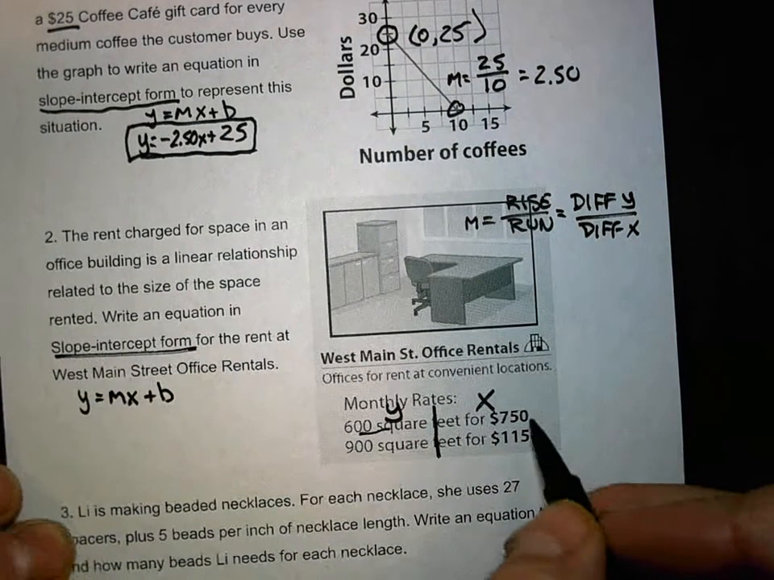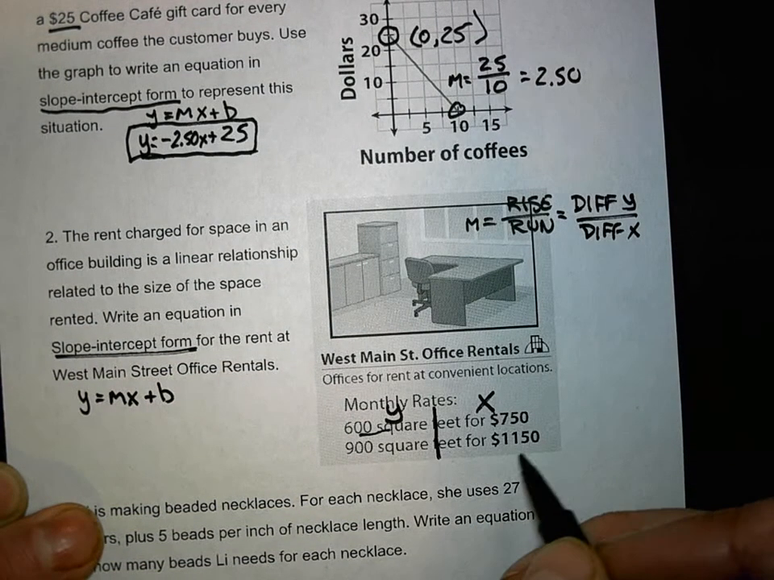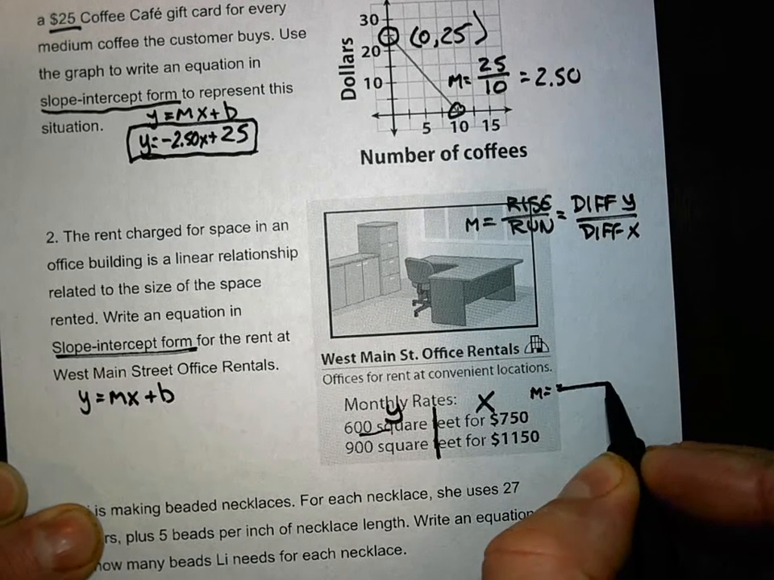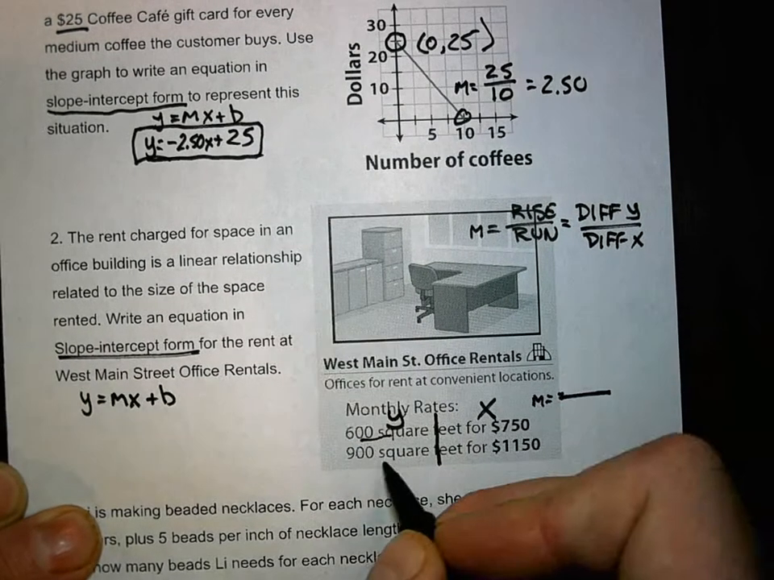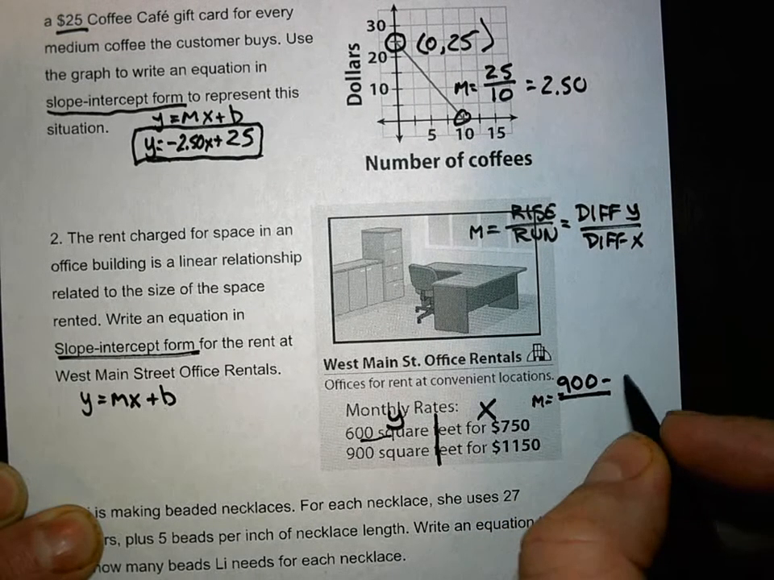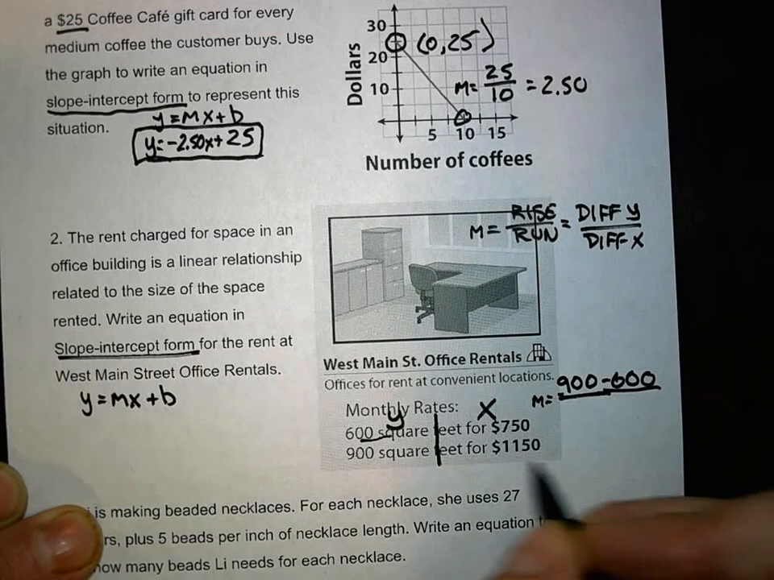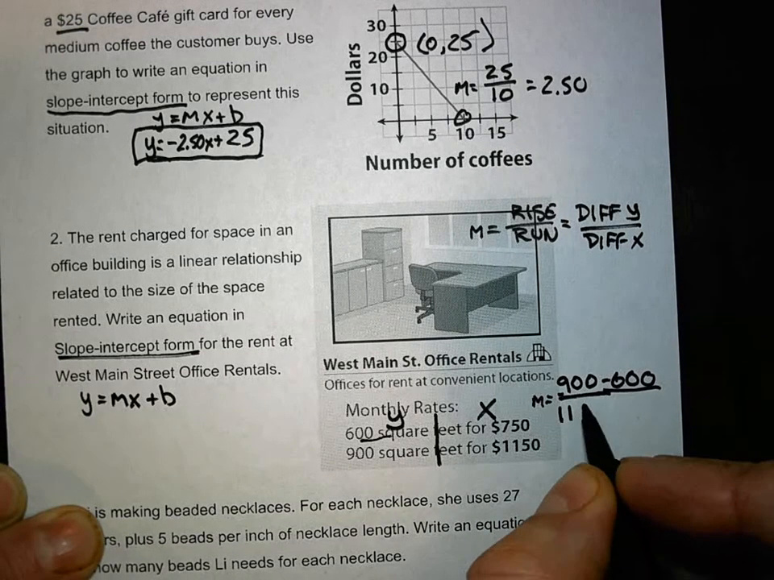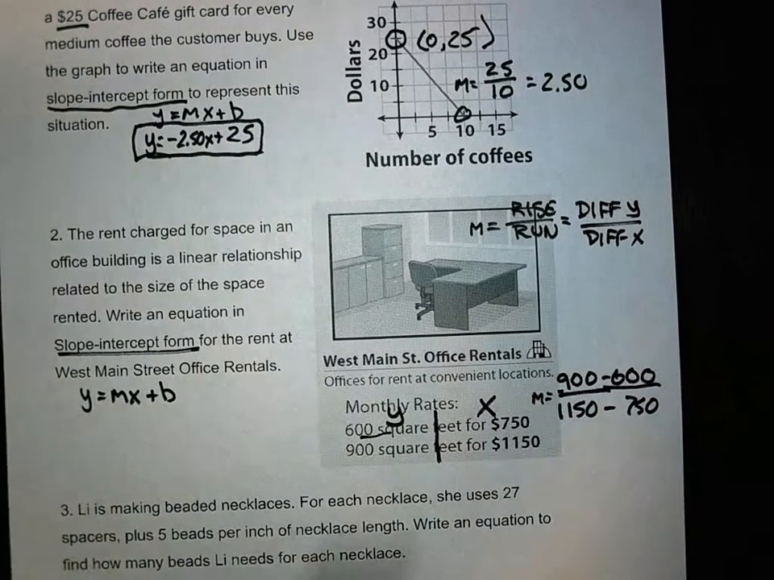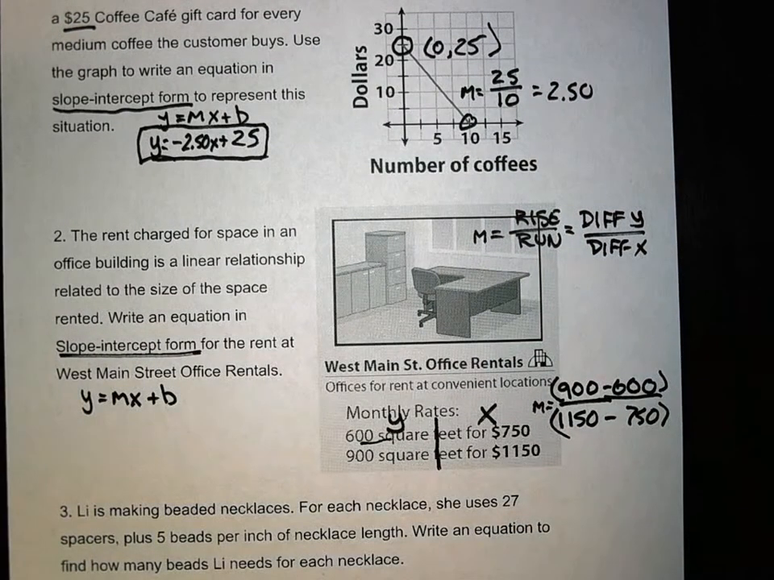So now, I'll make the first one x1 and the second one x2. You good with that? So let's look at this. M equals the difference in y, which is y2 minus y1. What's y2? 900. Minus y1, 600, over x2, 1,150, minus 750. All right, do the math. If you put these in parentheses, it'll save your calculator problems.